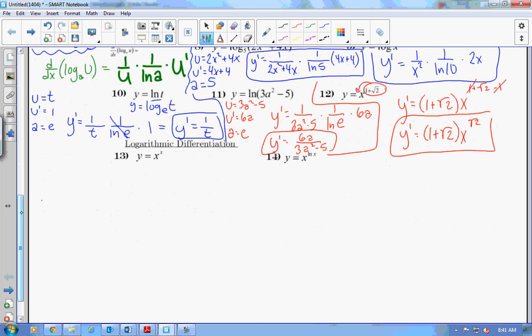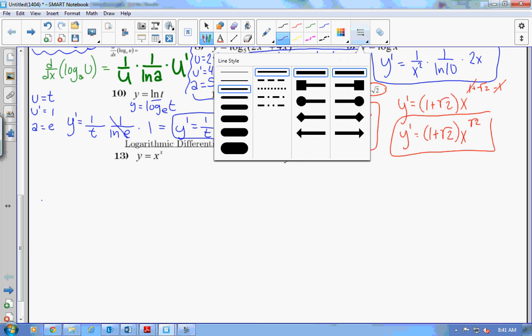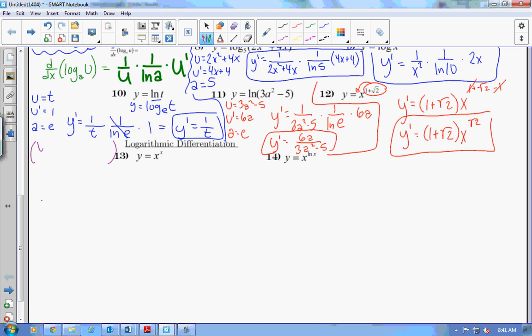What do you notice about 13 and 14 that we haven't seen yet today? Base x and exponent x. So these are a special case when the x is in both the base and the exponent. So the variable is the base and the exponent. Variables in both the base and the exponent.